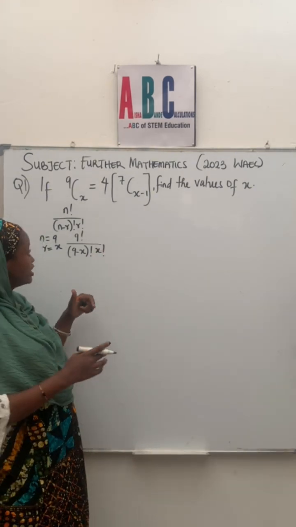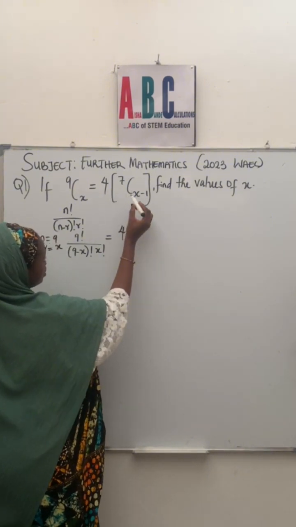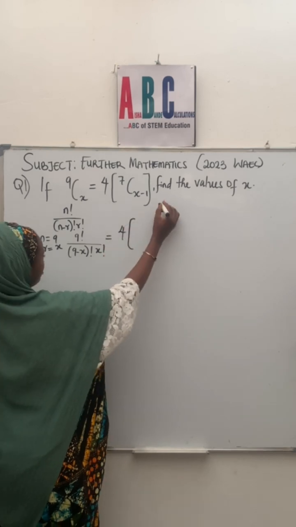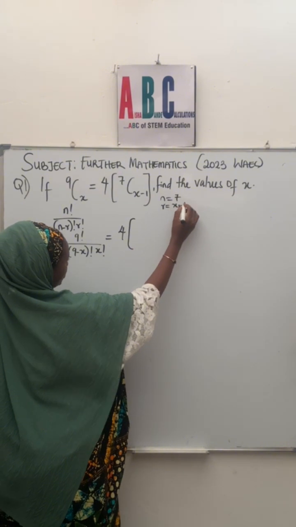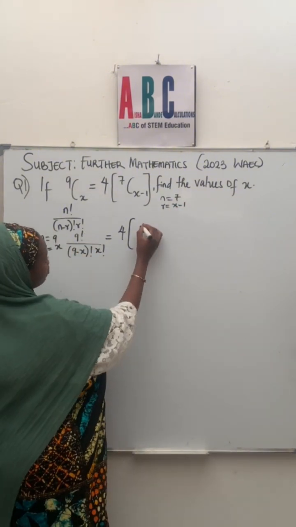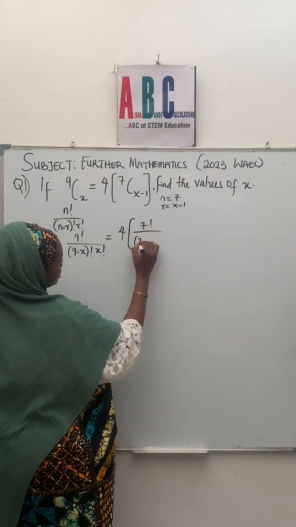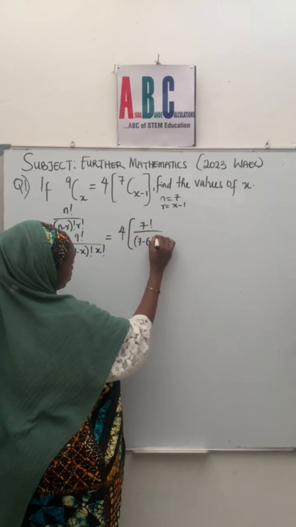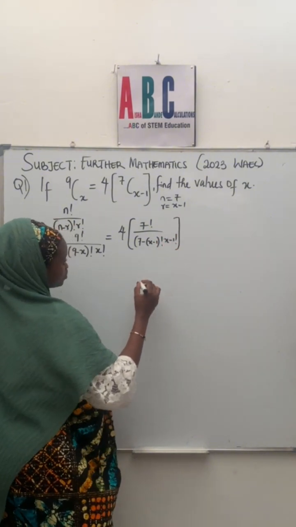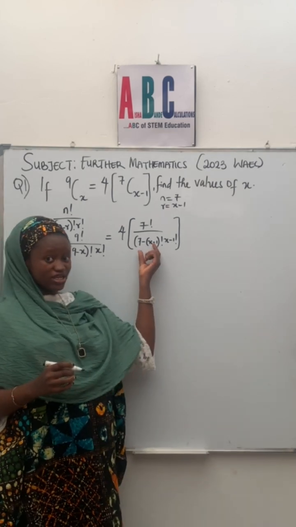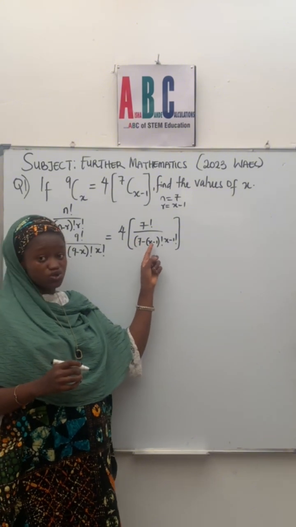So let's move on to the right hand side. This is equal to 4 open brackets. So in this case now, the value of n is equal to 7, while the value of r is equal to x minus 1. So substituting, we're going to have 7 factorial all over 7 minus x minus 1 factorial x minus 1 factorial. Okay, we have to put this x minus 1 in the bracket because there is a negative sign in here, and when we are expanding it's going to affect it.